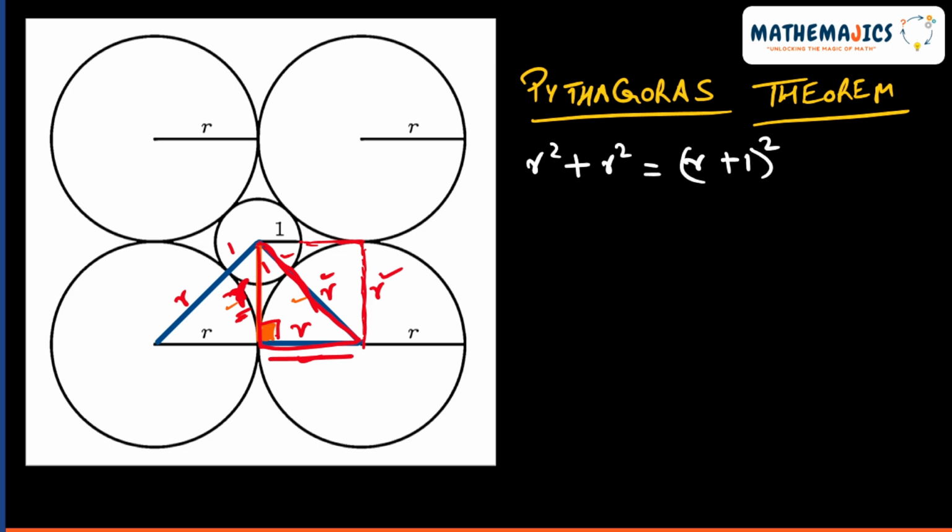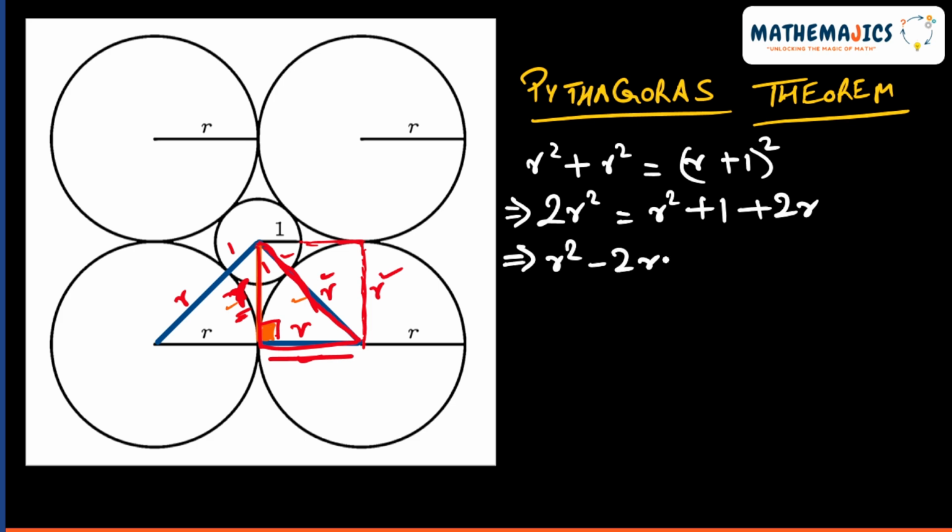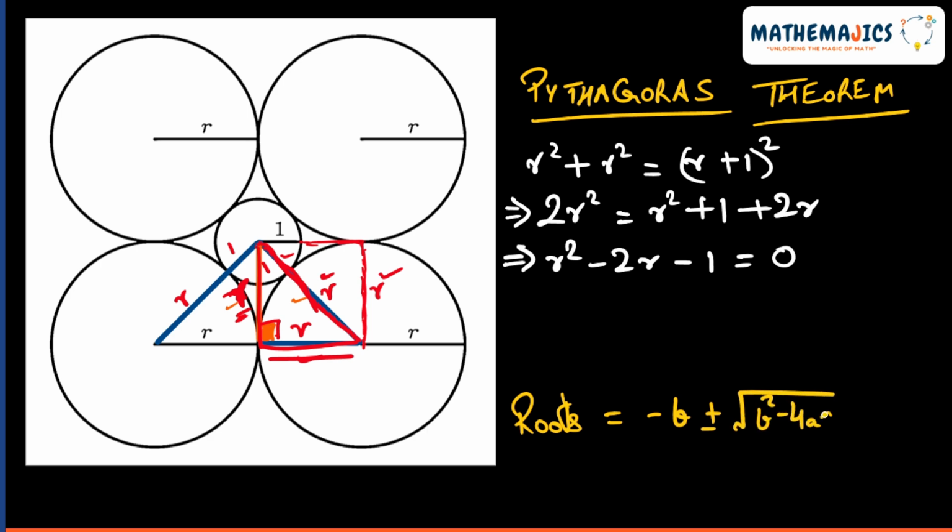Now, to find the value of r, we simply solve this quadratic equation. If we solve this, we will get 2r square is equal to r square plus 1 plus 2r. If we simplify this further, we will get r square minus 2r minus 1 is equal to 0. Now we cannot go for middle term splitting after this step. So we will be using the quadratic formula to find the roots. What is the quadratic formula? The formula is minus b plus minus square root of b square minus 4ac, upon 2a.